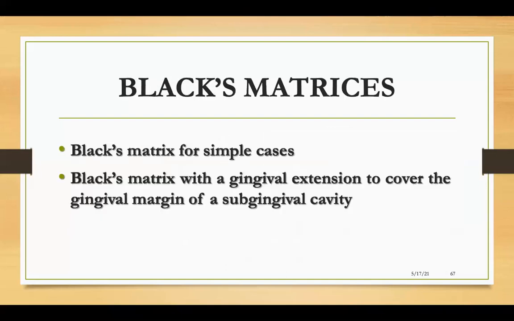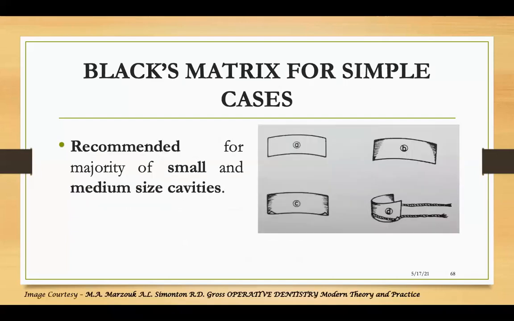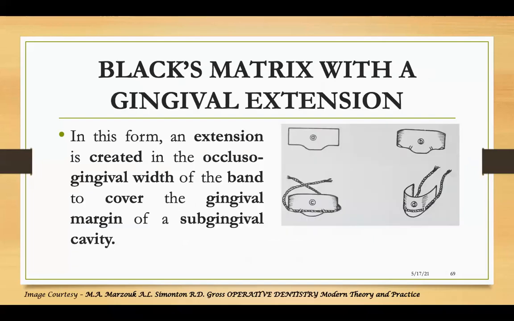And matrix bands like Black's matrices, I told you, gave you a few names. These are Black's matrices for simple cases, recommended for the majority of small and medium-sized cavities. As you can see, this was given by G.V. Black. This is the one with gingival extension.